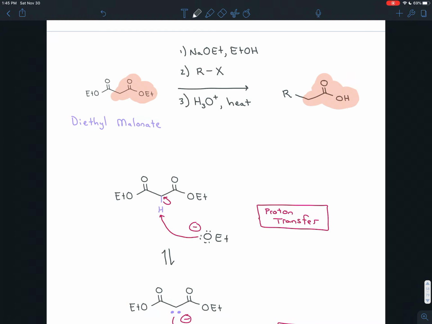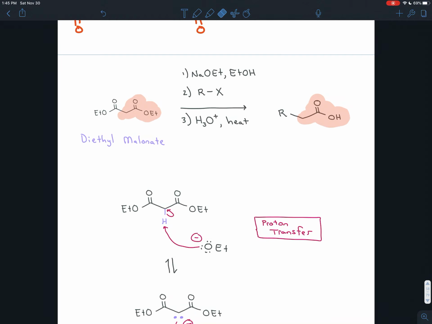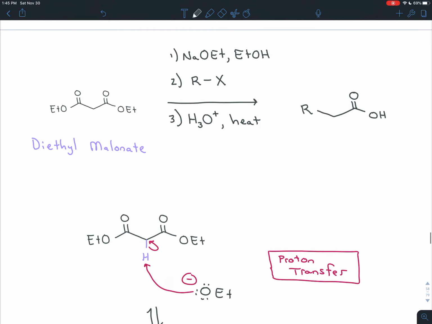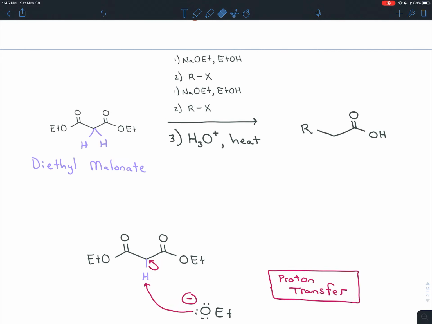There's one last thing I want to point out. Aside from the fact that here we're taking an alkyl halide and adding 2 carbons and turning it into a carboxylic acid, diethyl malonate has 2 hydrogens. And they're both acidic. They're both alpha to both of those carbonyls. So if you wanted to, you could take these first 2 steps and double them. Now they would become steps 3 and 4. And then this would become step 5. You always do this acid and heat at the end.